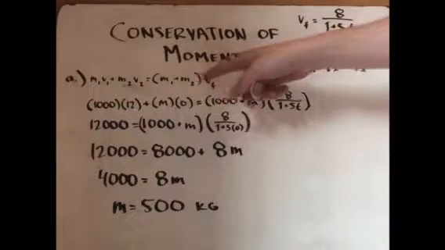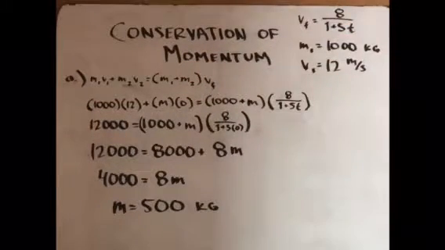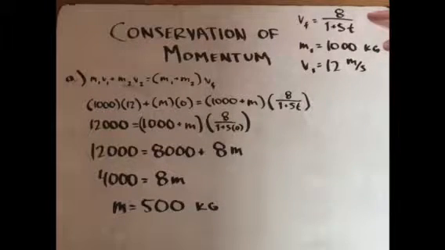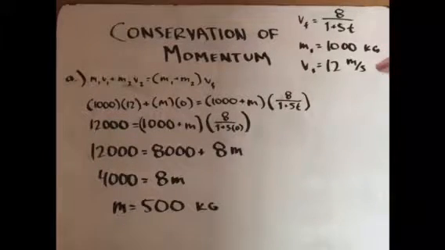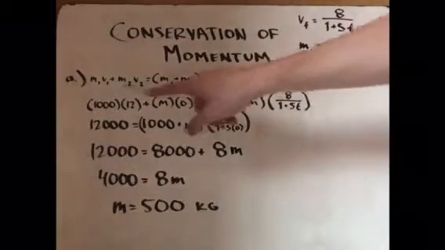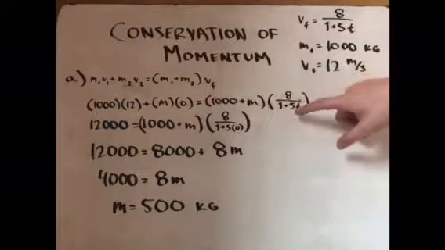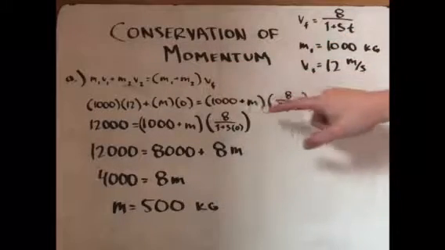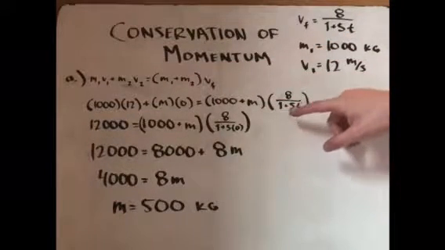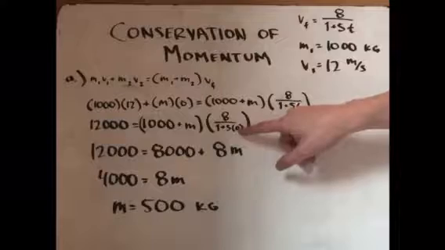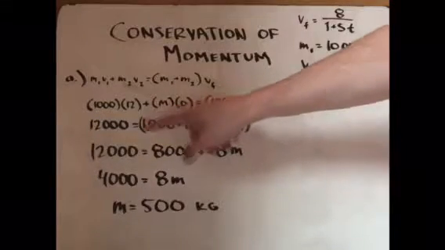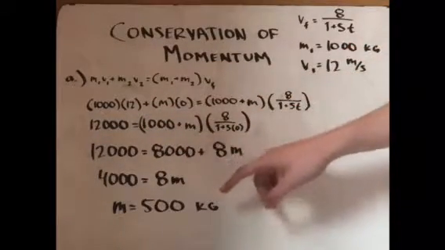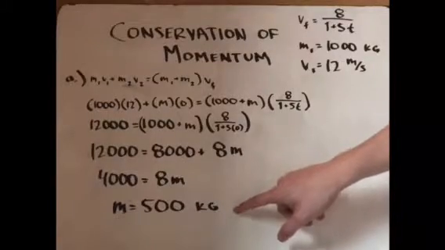We did m1v1 plus m2v2 equals m1 plus m2 times v final. Our givens are the final velocity is 8 over 1 plus 5t, m1 is 1,000 kilograms, and v1 is 12 meters per second. We then plugged those into the equation using 8 over 1 plus 5t as our final velocity, and we plugged in 0 for t because the time is 0. After doing the math, you find that 4,000 equals 8m and that the mass is 500 kilograms.